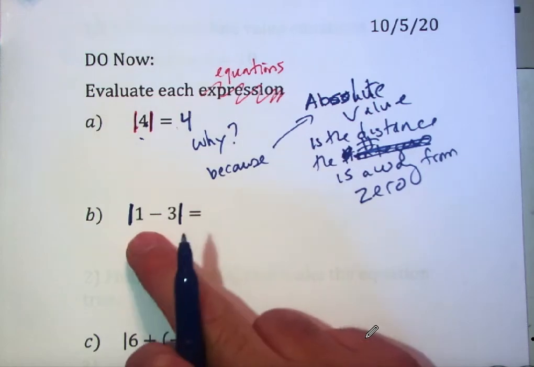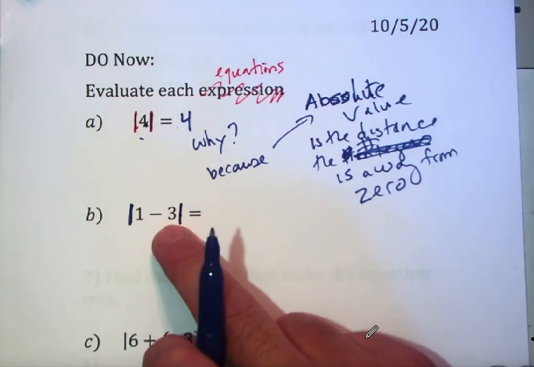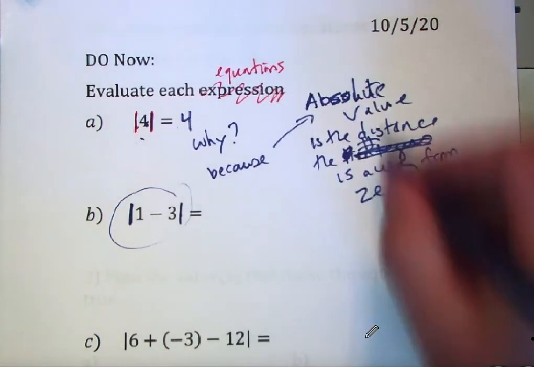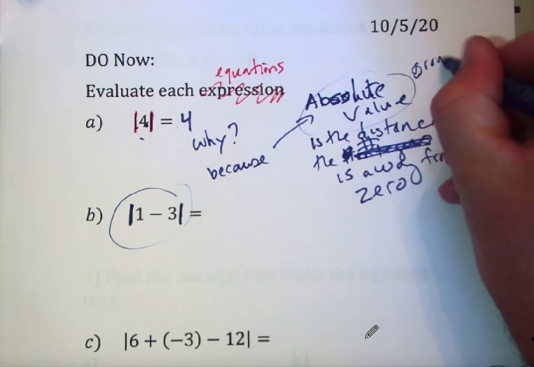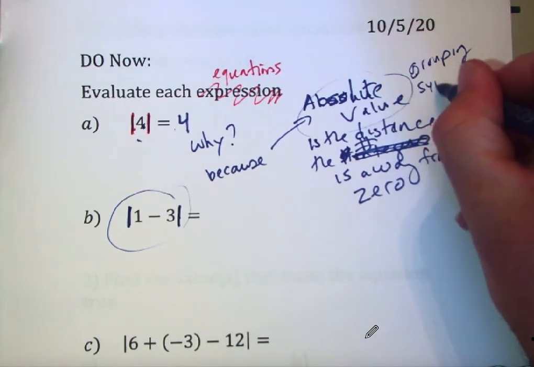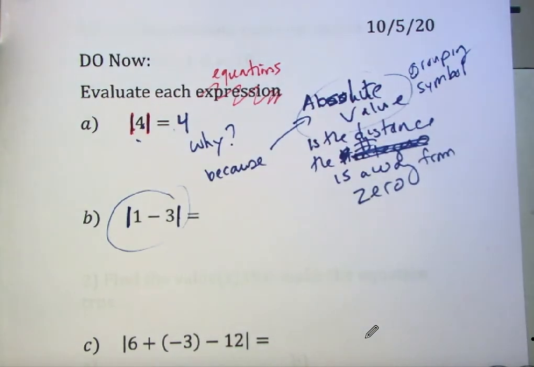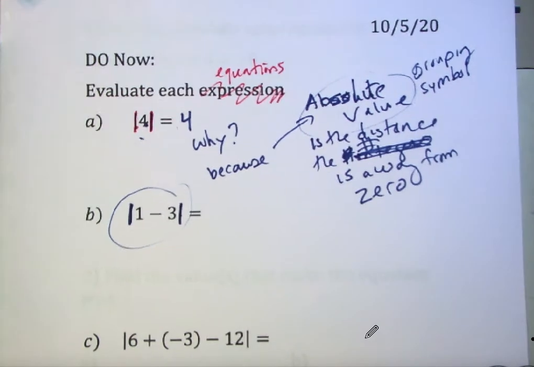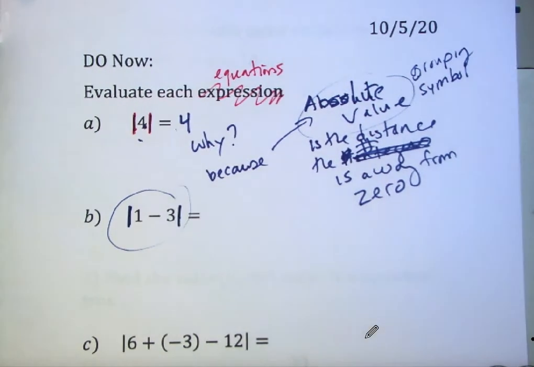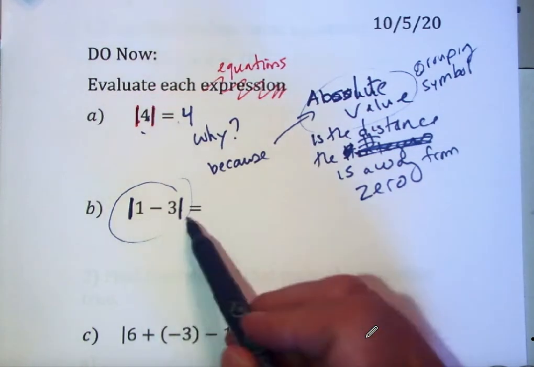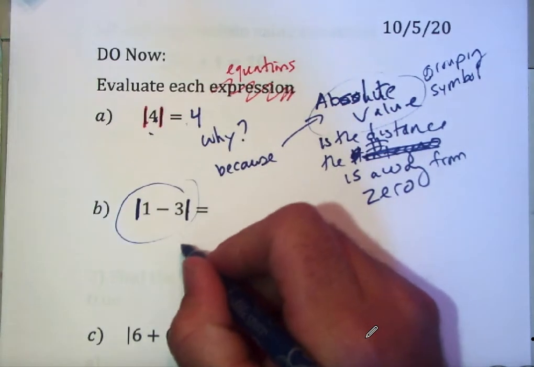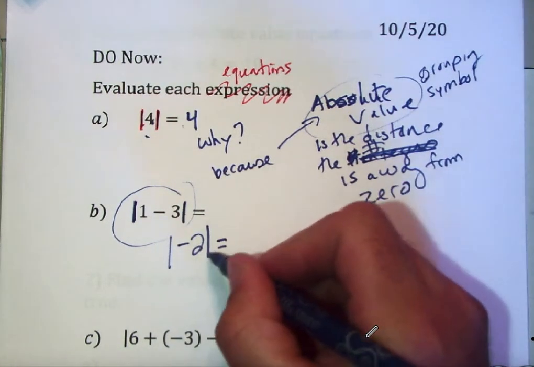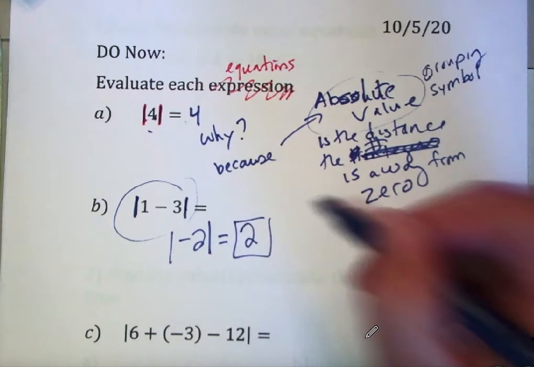You can still have operations. What's the absolute value of 1 minus 3? People always kind of disagree. But did you know that absolute value is also a grouping symbol, just like parentheses? That's why we don't say PEMDAS technically, because it really should be GEMDAS: grouping symbols, exponent, multiplication, division, addition, subtraction. So do what's in the grouping symbol: 1 minus 3 is negative 2. How far is negative 2 from 0? The answer is 2.